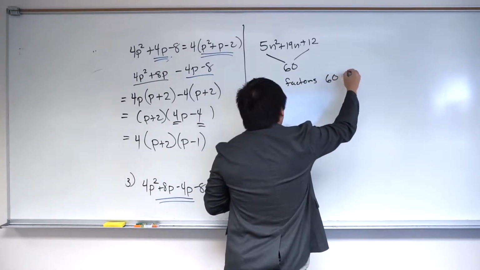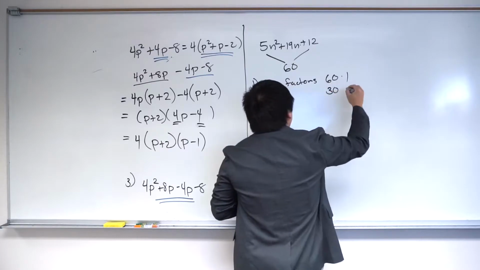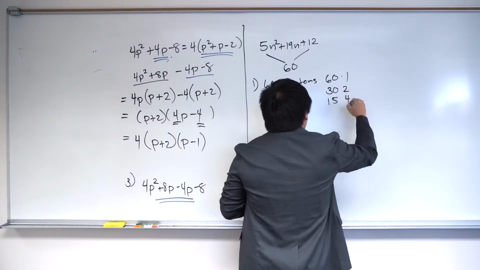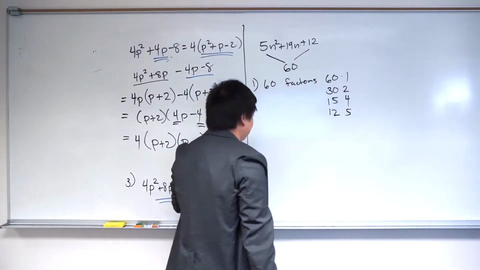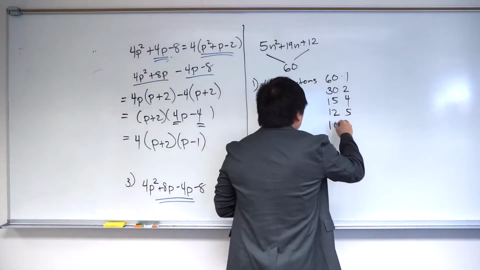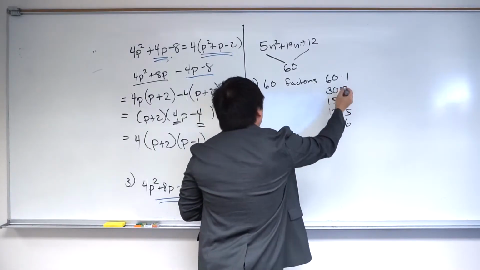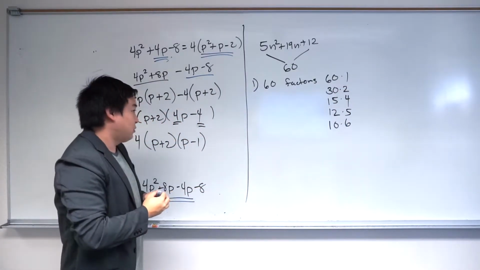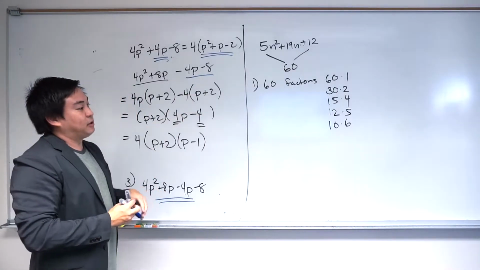So 60 and 1, 30 and 2, 20 and 3, 15 and 4, 12 and 5, 10 and 6. I think that's it. Okay, so those are all the different factors.